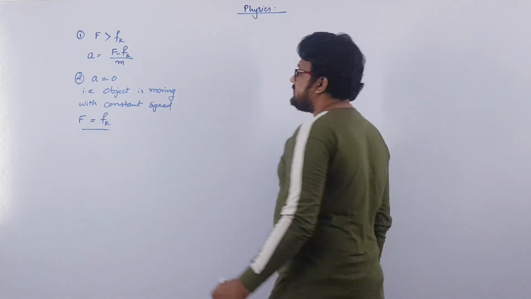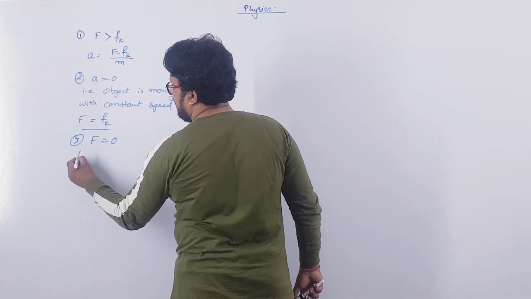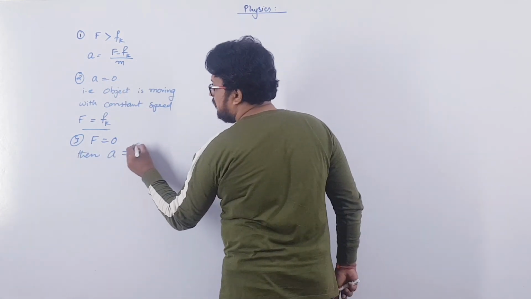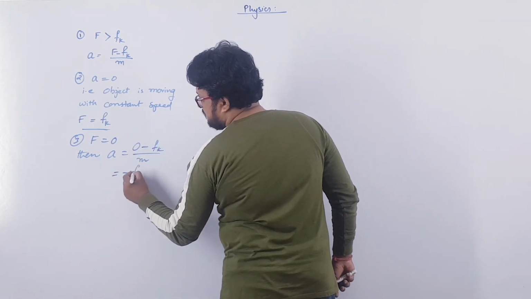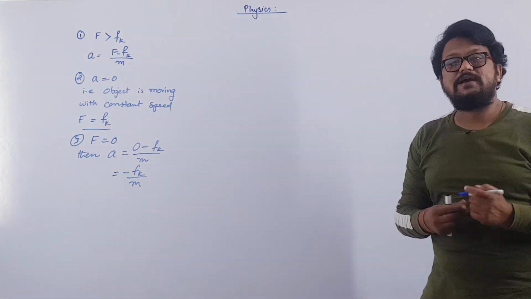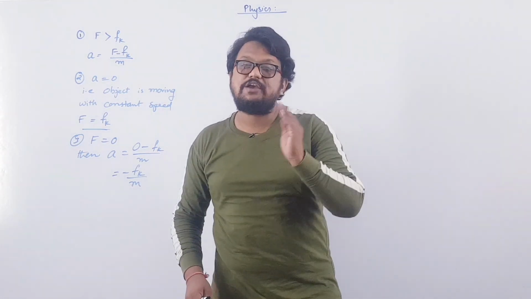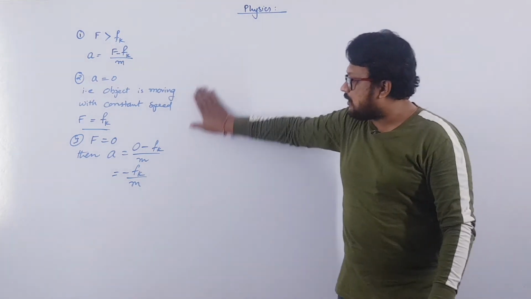The third point is that when external force is 0, then acceleration will be equal to, according to this equation, 0 minus Fk by m. So that will be equal to minus of Fk by m. Clearly here negative sign indicates retardation, right? So slowly the speed of the object will keep on decreasing and eventually it will come to rest. Right, so this is the concept for kinetic friction.